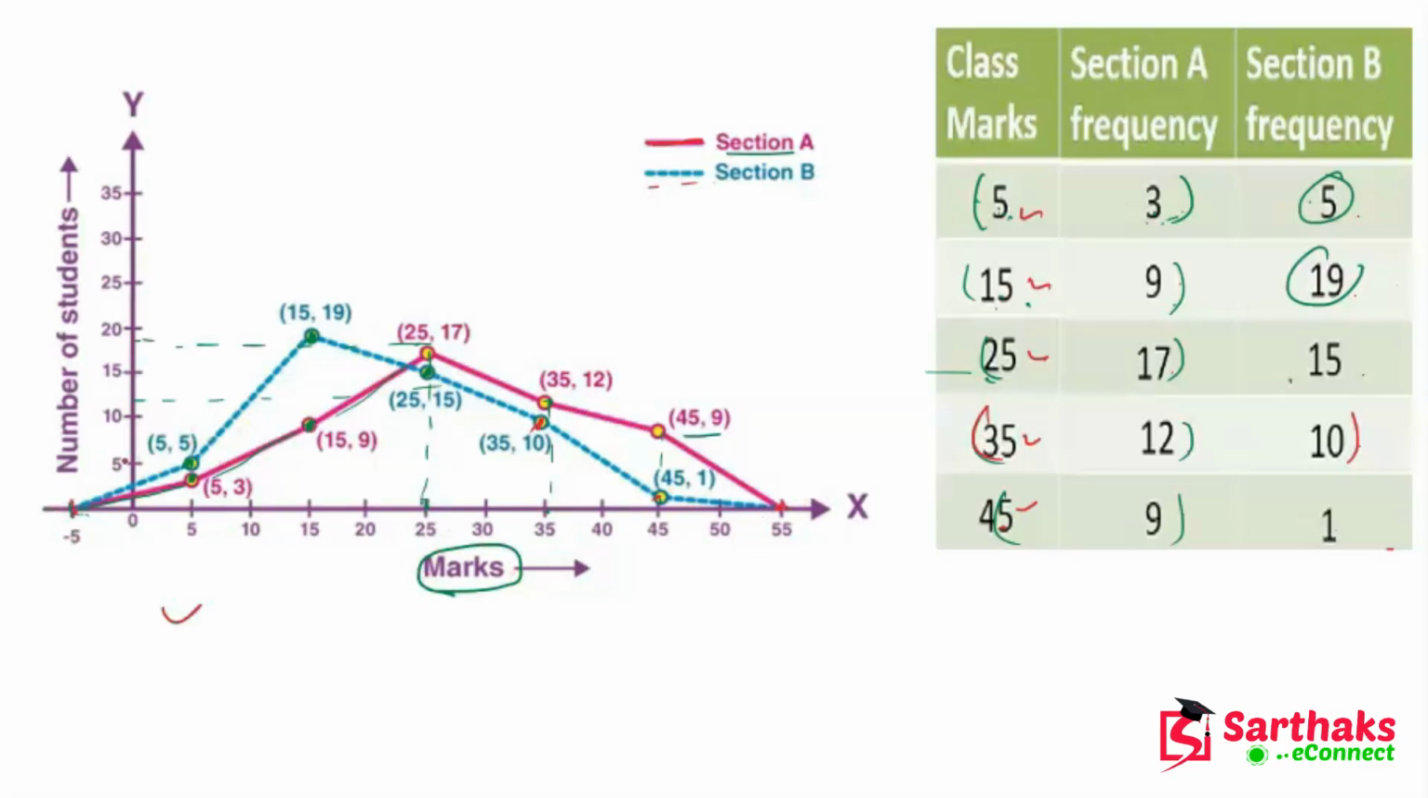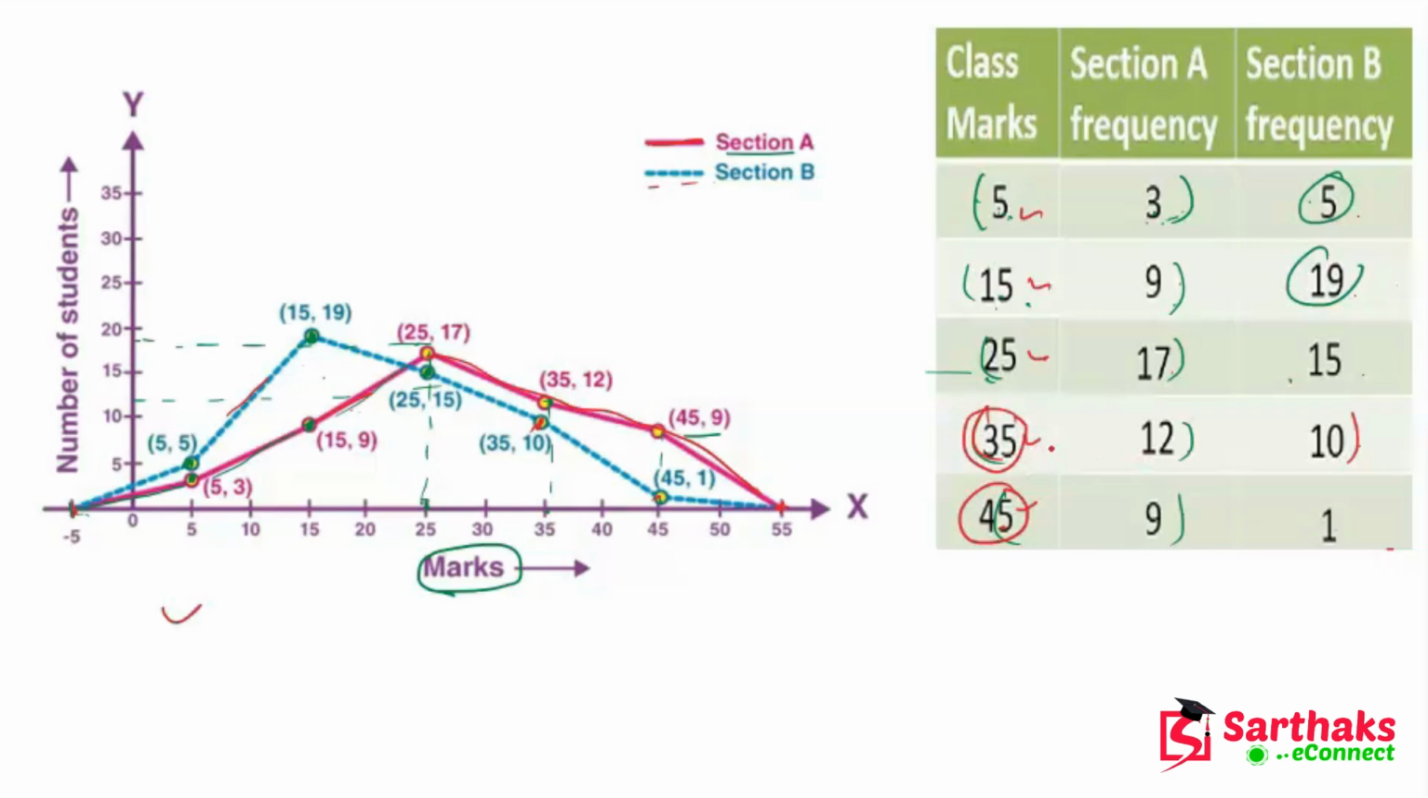So now my dear friends, these two graphs represent, this is section A and this represents section B. Got it? So now you can see section A is to the right of section B. This part is right of section B. So the marks 35 and 45 are the highest marks.